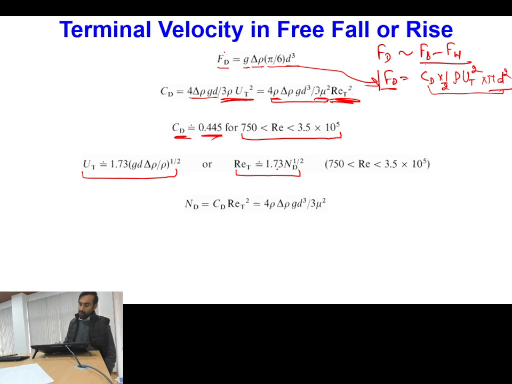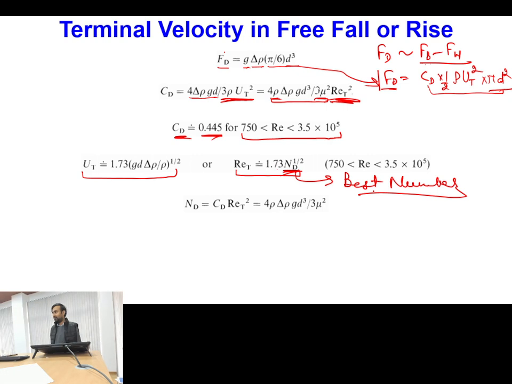So Ret will become 1.73 times this whole quantity, which is written as Nd, where Nd is called the dimensionless diameter, and it is called the Best number. A little multiplication of this Best number with some non-dimensional parameters makes it the Archimedes number, which I will not discuss. Ultimately Nd can be related with CD and Reynolds number. So this is only applicable for this particular range of Reynolds number.